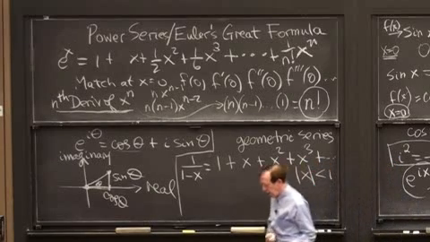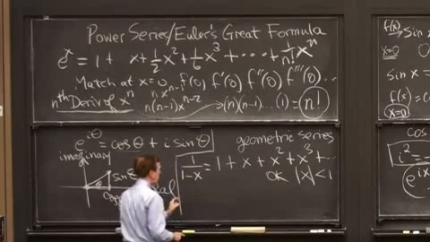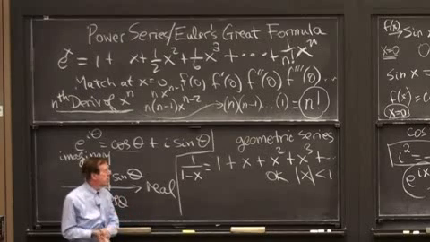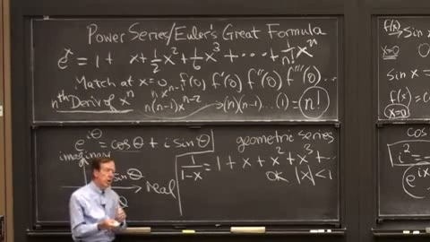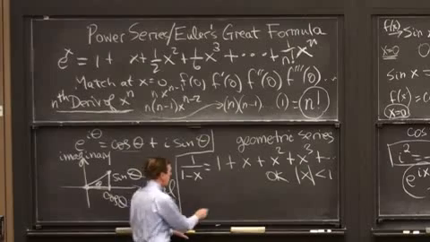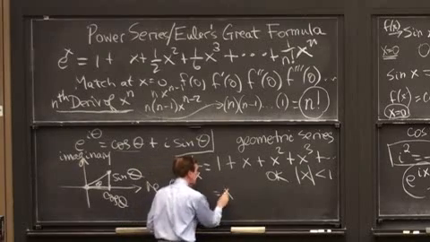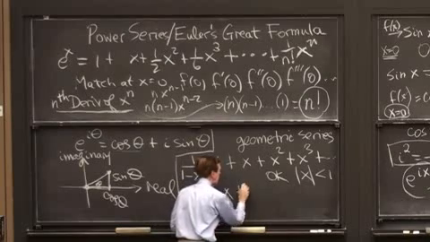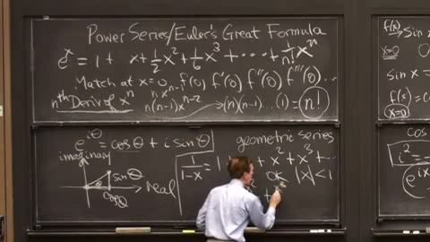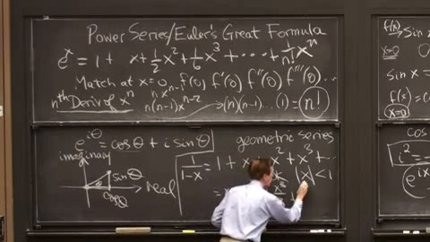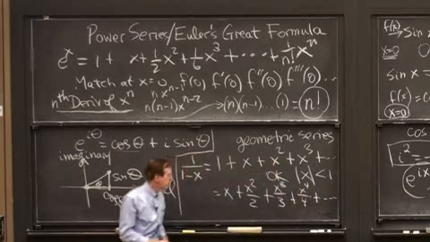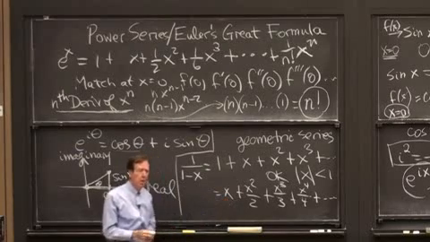Okay, how am I going to get it? I'm going to start with the geometric series, the big one, and take the integral of every term. So if I integrate 1, I get x. If I integrate x, I get x squared over 2. If I integrate x squared, I get x cubed over 3, x fourth over 4, and so on. Not 3 factorial, just 3.